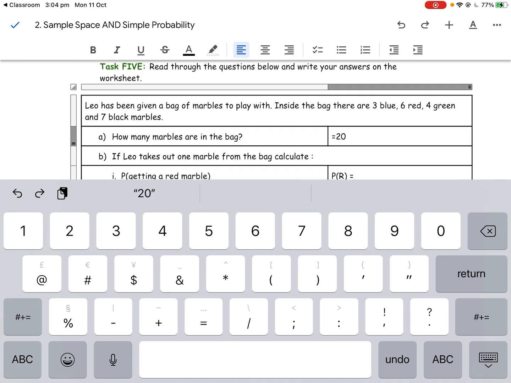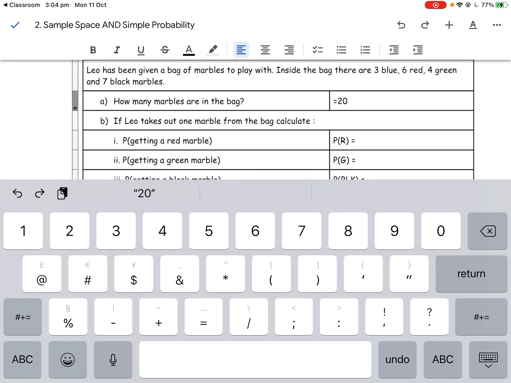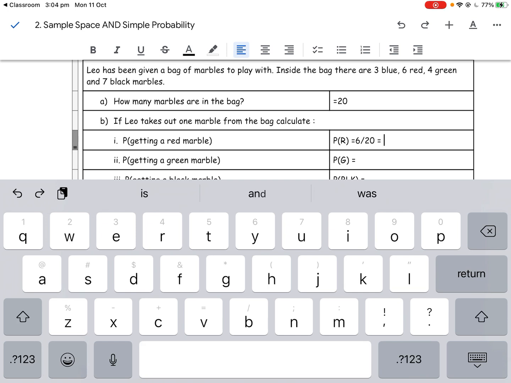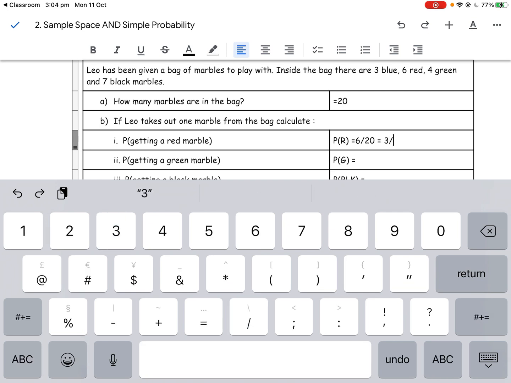If Leo takes 1 marble from the bag, calculate the probability of getting a red marble. So how many red marbles are there? 6. So your probability would be 6 out of 20. Reduce that. What's half of 6? Half of 6 is 3. And half of 20? Half of 20 is 10. So there you go. Either use your calculator or use your head.